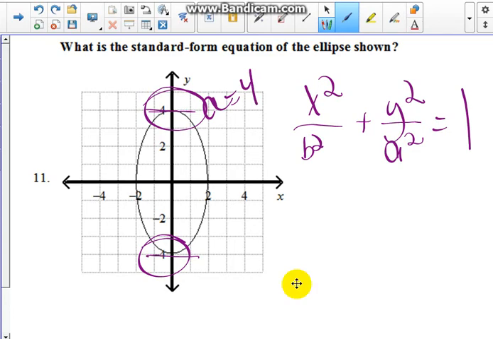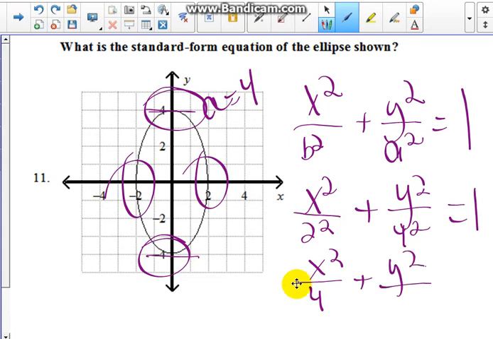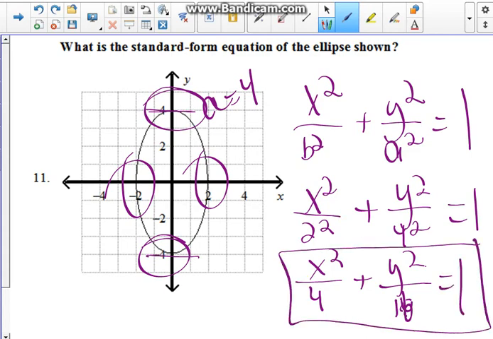So this becomes y squared over 4 squared. And our x value is our 2, so it's going to be x squared over 2 squared. So our final answer is x squared over 4 plus y squared over 16 equals 1. And that's it.